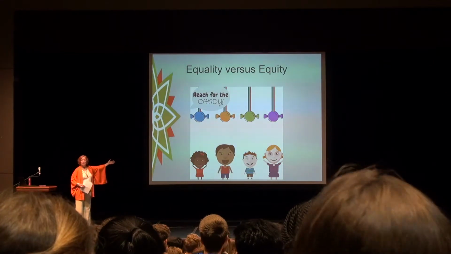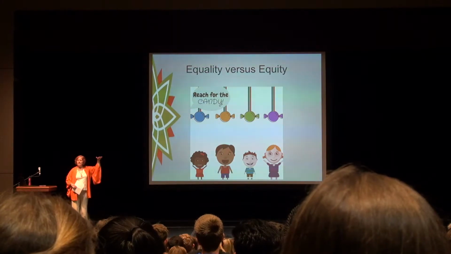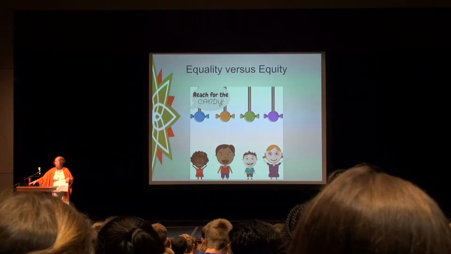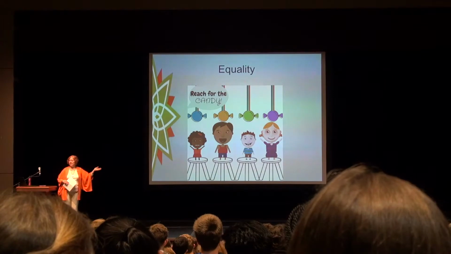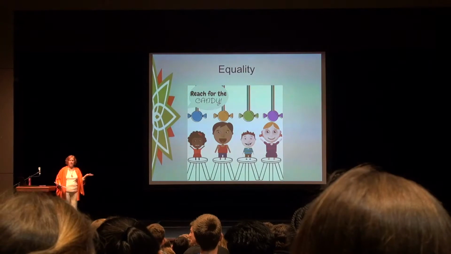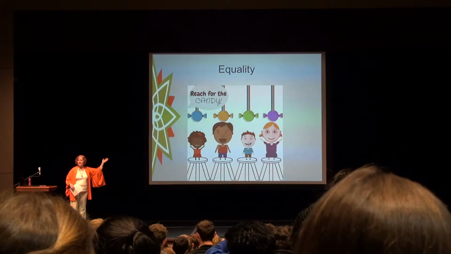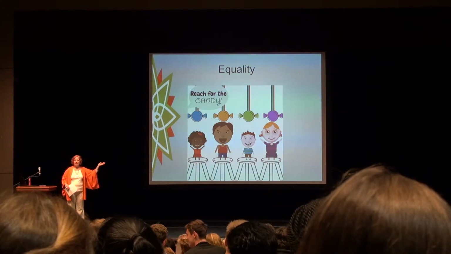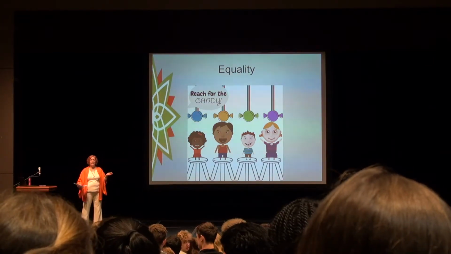And so here we see that there are kids of different heights. And then we have the candy that's all at the same height, right? And so if we want to advance equality, we see that we've given each of the kids the same height stool so that they can all reach the candy. And that's equality, right? Everyone has the same opportunity. So what do you notice about the effect of equality? Can every kid reach the candy? No. And why not? Because they're different heights.